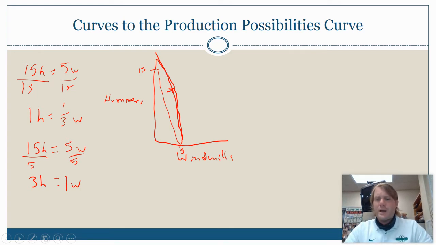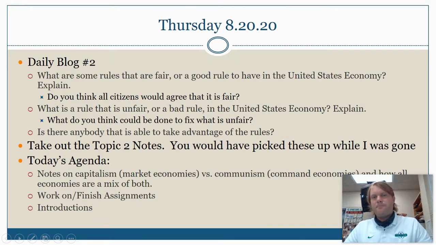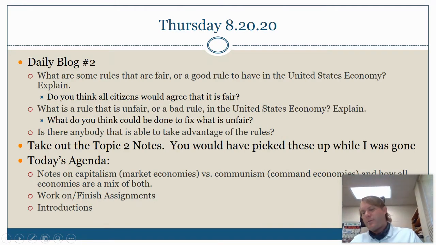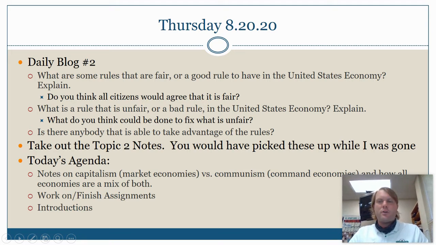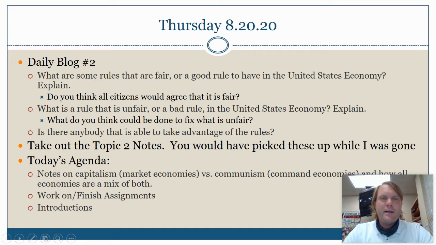We're moving on to a new chapter today. It is in reference to what are referred to as economic systems. So your second daily blog is starting off right here, right off the bat. Go ahead and take a look at it. It's asking you what do you think rules are fair in the United States economy, and also what is a rule that is unfair. There's no right or wrong answers. And then last, are people able to take advantage of those rules? Okay. So anyway, get that written down.